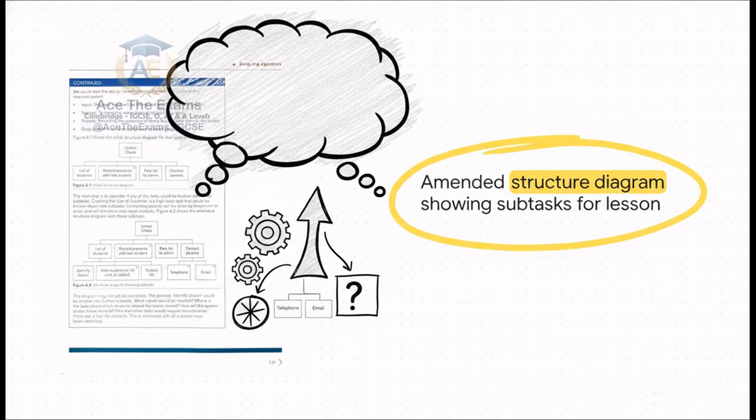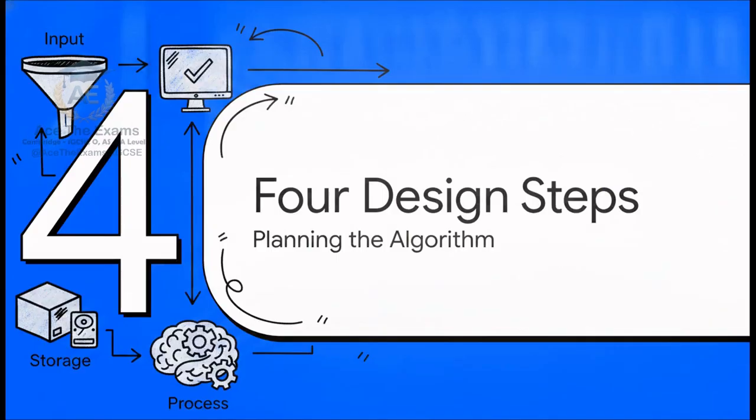You continue this visual mapping until literally no further decomposition can take place. If you draw this out in your planning space during the exam, you are basically writing your pseudocode in advance. Your mark potential goes from 0 to 100% just by mapping it out visually. Section 4. The 4 design steps. Now that we understand the visual structure, we can adapt the classic computer model into a robust design process.